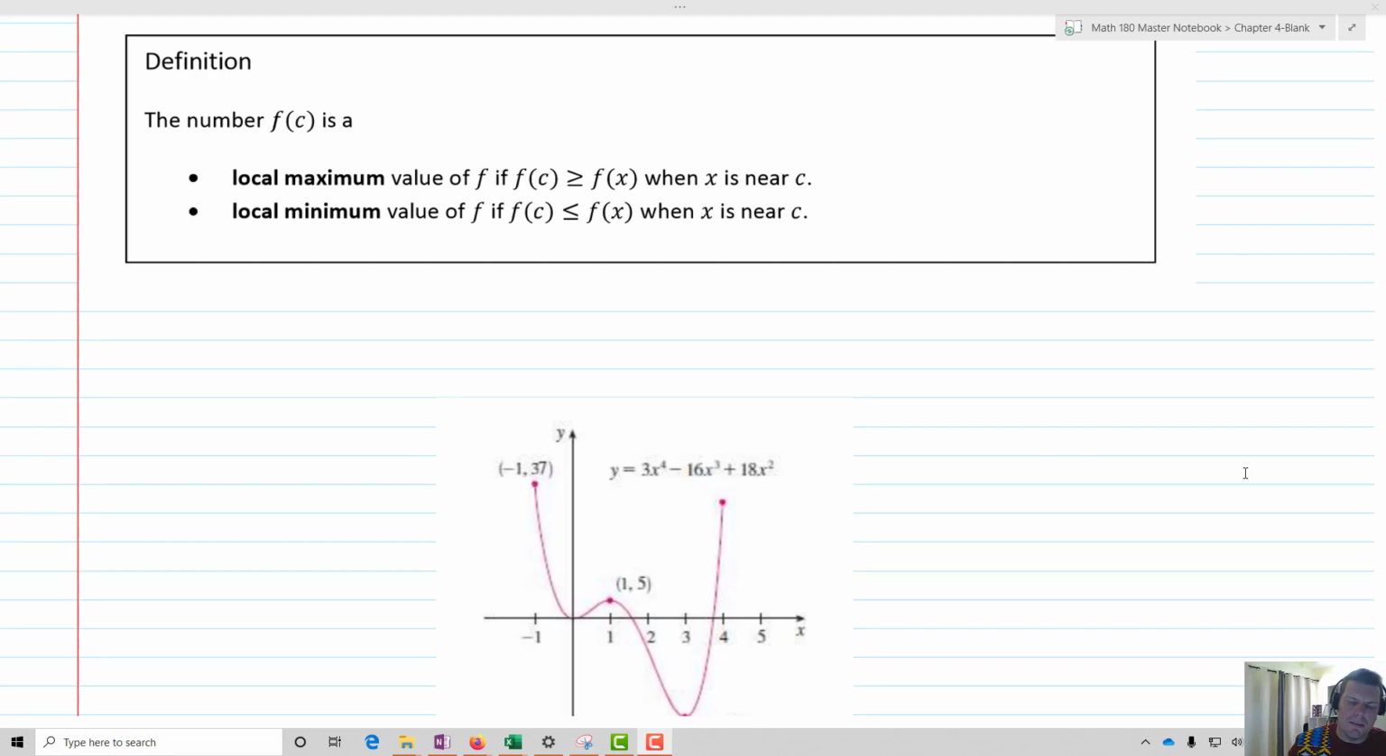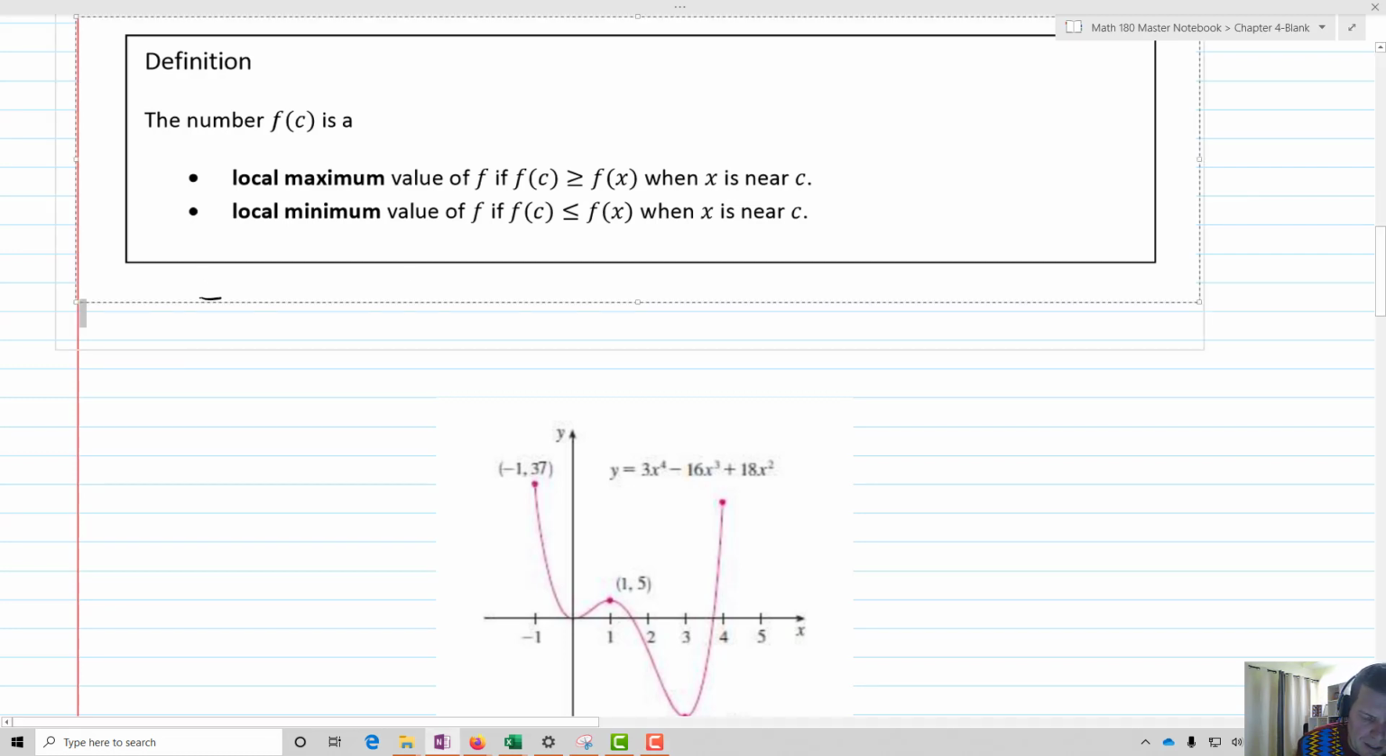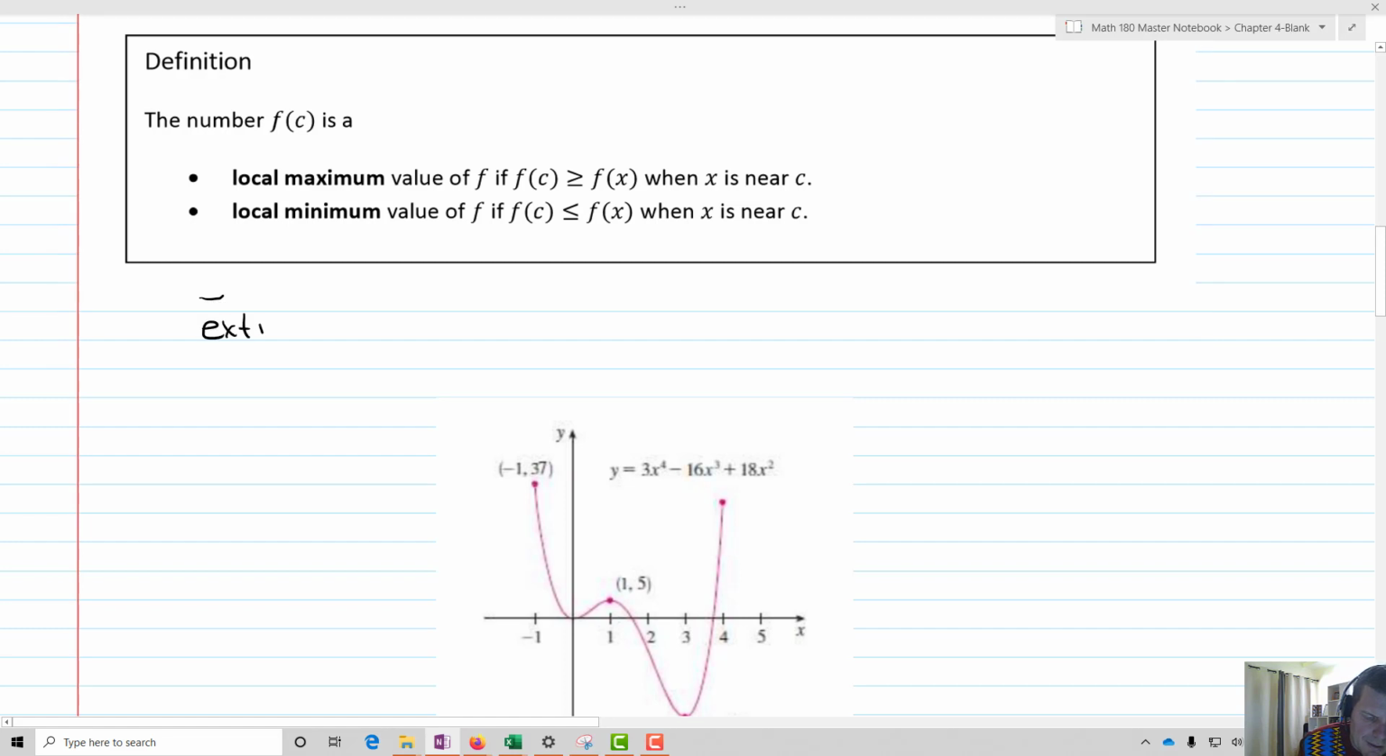Now let's look at a second definition, and this second definition is going to be for a local minimum or a local maximum. And we're now going to introduce another term here, and that is extrema. Extrema is just a shorthand way of calling maximums or minimums, so it refers to either one of them. I'm going to be using that term, and you're going to see that term.